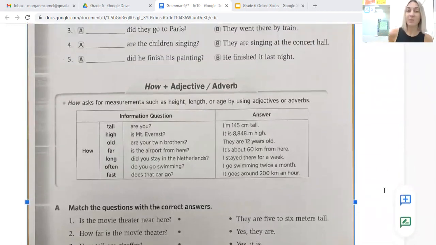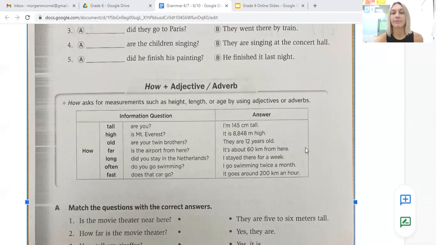We can ask more information questions by using how plus an adjective or adverb. So how asks for the measurements such as height, length, or age by using adjectives or adverbs. How tall, how high, how old, how far, how long, how often, how fast. Oh, this is interesting. Grade 3 was doing something similar with this, but not quite as complex. So we're kind of on the same page right now. So you just start with how. That doesn't change. Your question word still comes first, but then you have to add in that adjective or adverb.